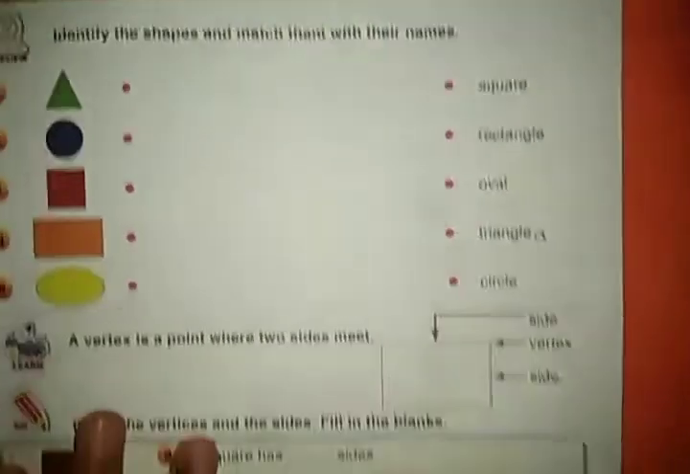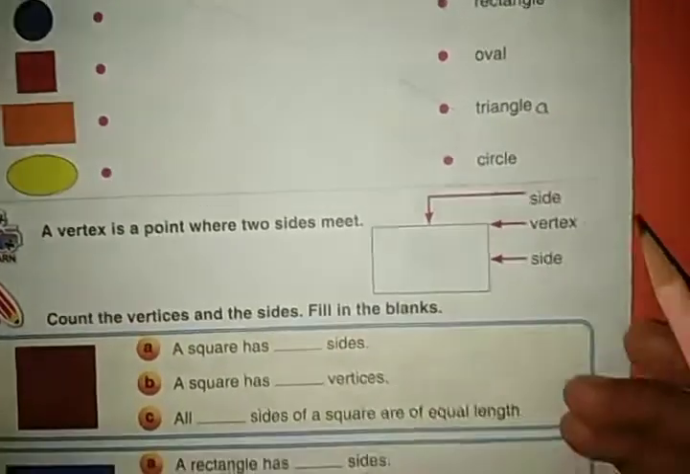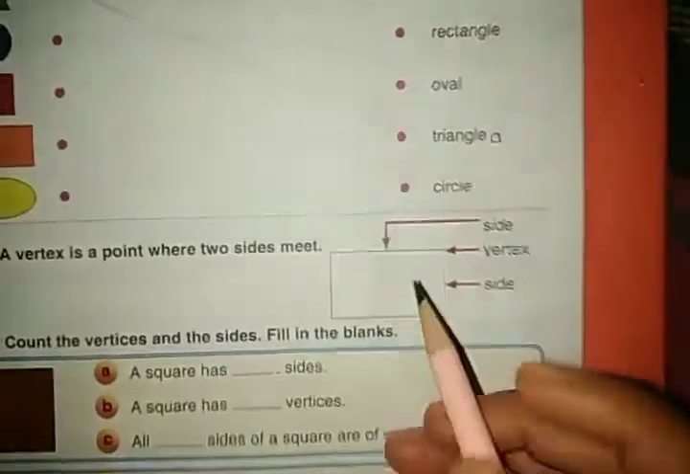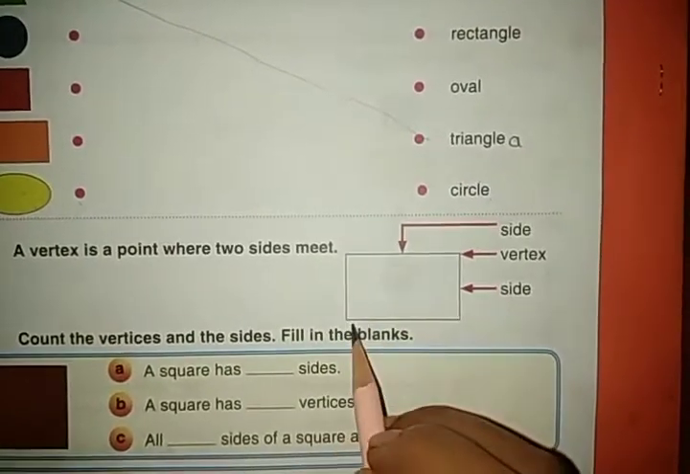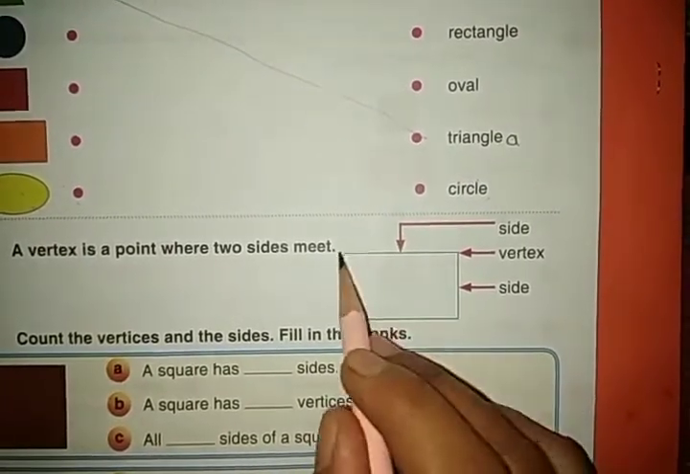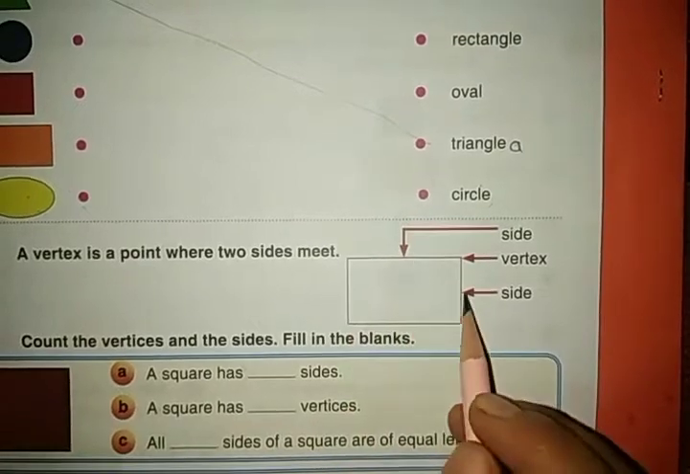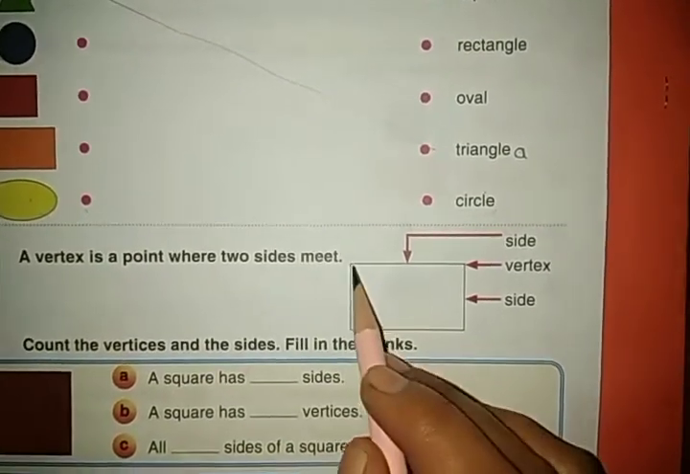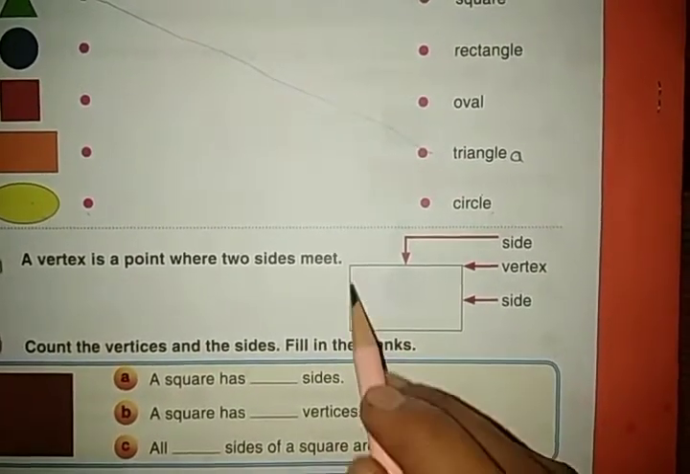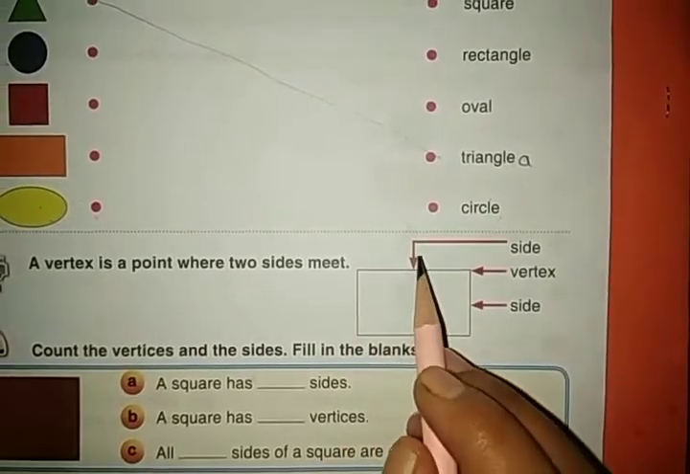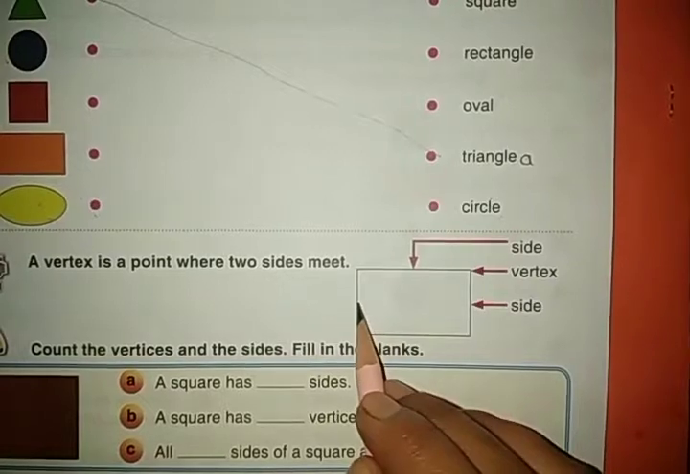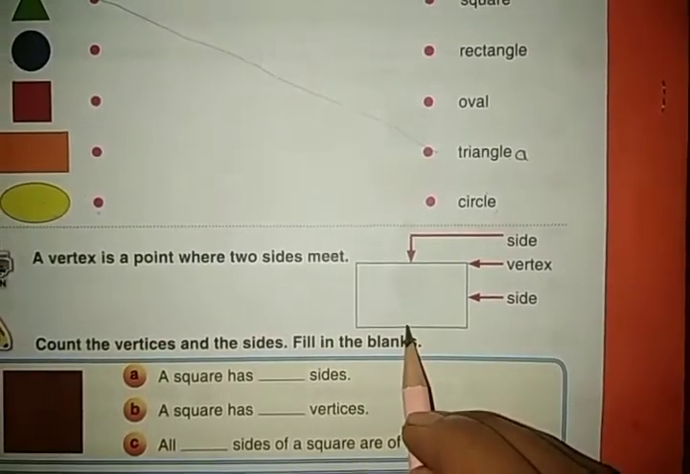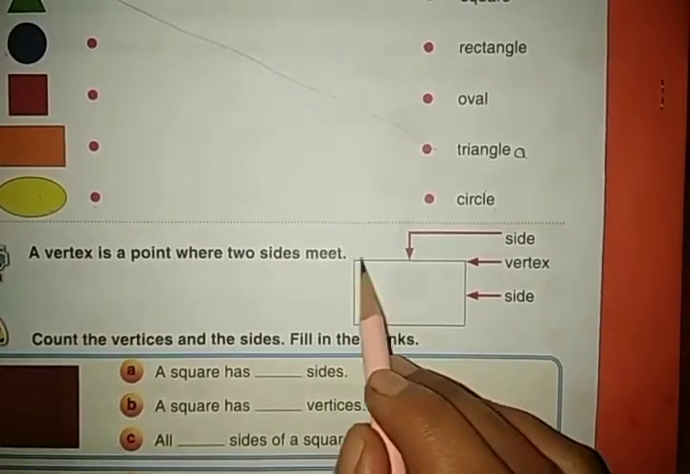Okay, see children, in the shape, the lines, these lines, it is a rectangle. Yes, and this has four lines. Yes, this is 1 2 3 and 4. Yes, these lines in the shapes are called as sides. Okay, these are sides. 1 2 3 4. Rectangle has four sides.